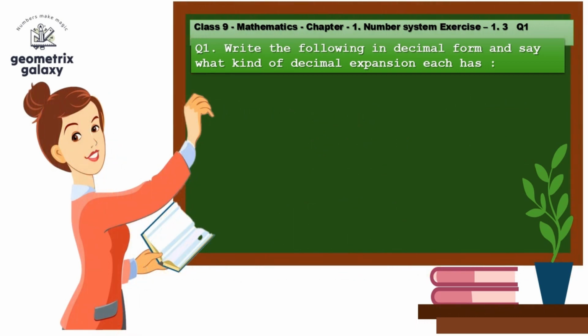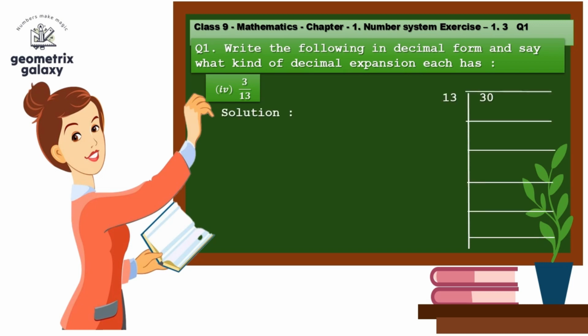Our fourth subdivision is 3 by 13. Now we can start dividing 3 by 13. 3 is smaller than 13. So we will put a point in the quotient and add one 0 with 3. So it becomes 30. 13 twos are 26. Now the remainder is 4. So if we add one 0 with 4, it becomes 40. So 13 threes are 39. Now the remainder is 1. If we add one 0 with 1, it becomes 10.